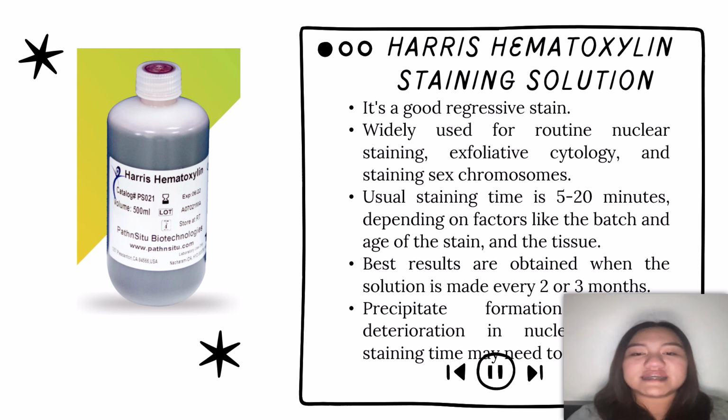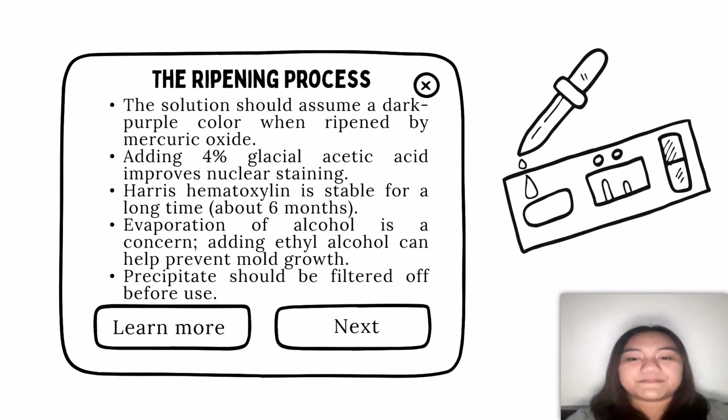Harris hematoxylin staining solution is an example of a good regressive stain that is widely used for routine nuclear staining, exfoliative cytology, and staining sex chromosome. The usual staining time is around 5 to 20 minutes, depending on factors like the batch and the age of the stain, and also the tissue. The best results are obtained when the solution is made every 2 or 3 months.